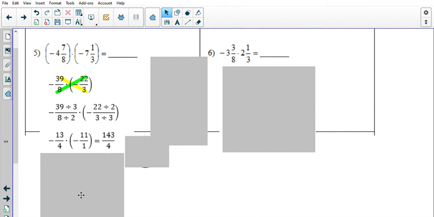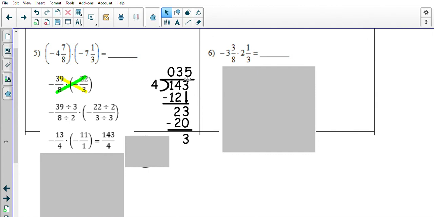So I did do some long division off to the side. So I'm going to delete this box here. I did 143, the numerator, divided by 4, the denominator. 4 goes into 14 3 times without going over. I did put a 0 here since 4 does not go into 1. 4 times 3 is 12. 14 minus 12 is 2. Bring down the 3. 4 goes into 23 5 times to get you 20, and then 23 minus 20 gets you a remainder of 3.